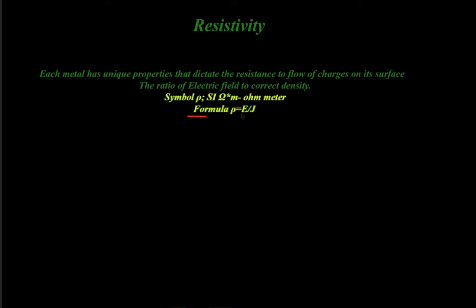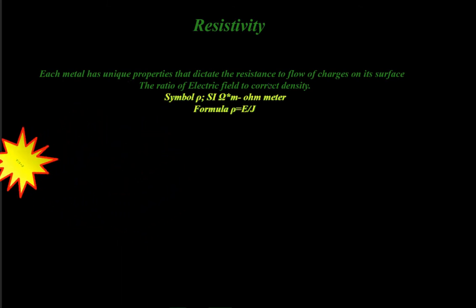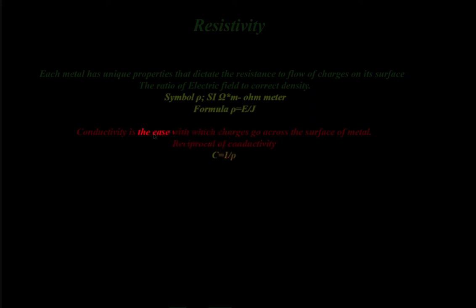The formula is going to be the ratio of the electric field to the current density. If you remember, the current density is just the ratio of the current over the cross-sectional area that the current's going through. Basically, this will be related to conductivity in a reciprocal fashion. There is a reciprocal relationship between conductivity and resistivity, and conductivity would be the ease with which the electrons go across the surface of the metal or conductor.